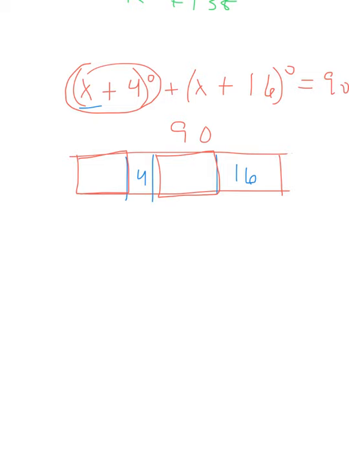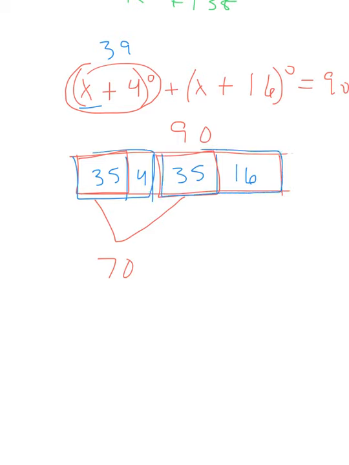So we know 4 plus 16 is 20. So what plus 20 is 90? Wouldn't that be 70? So we know that the value of this bar and this bar together have to be 70. So what's half of 70? 35. So this must be 39 degrees, because 35 plus 4 is 39. 35 plus 16 is 51. So the measure of our two angles would be 39 and 51.